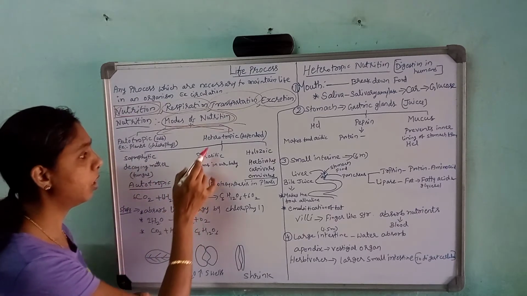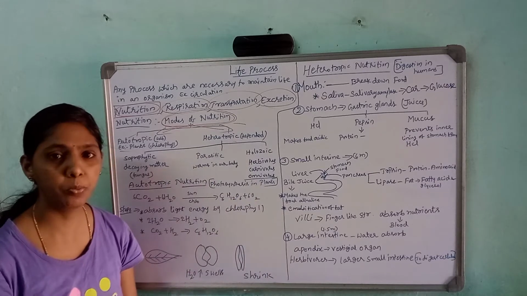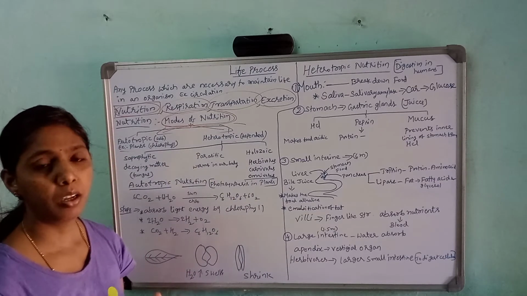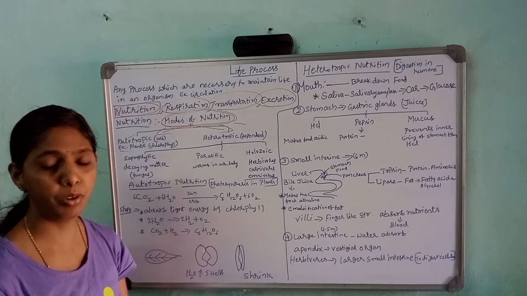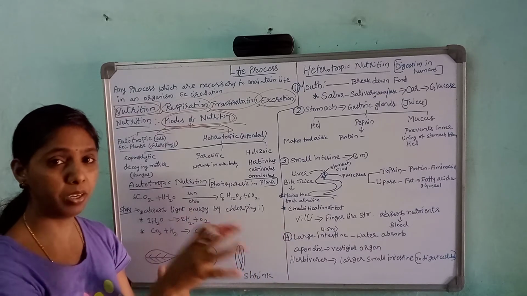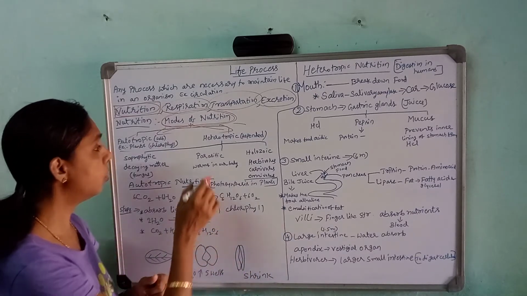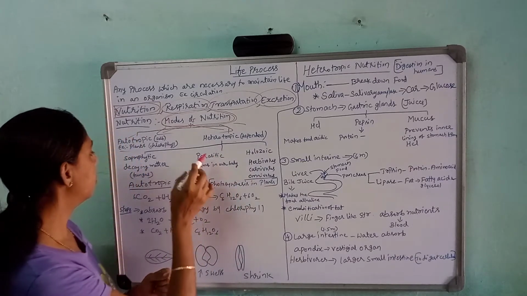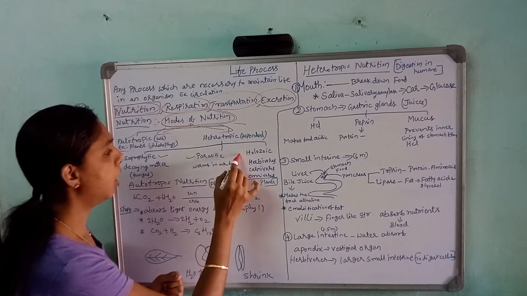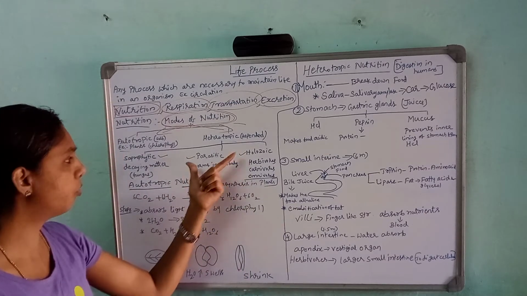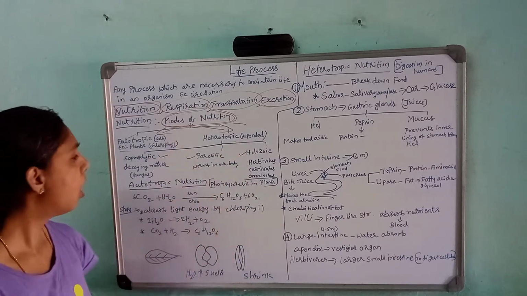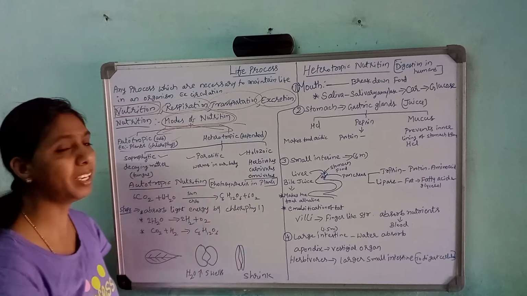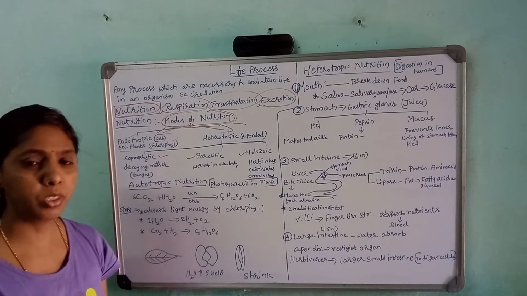Now come to the heterotrophs. Heterotrophs depend on other organisms for food. In heterotrophs there are different types: saprophytic, parasitic and holozoic. I will talk first about the heterotrophs and then go to the autotrophs, because the autotrophs are a little bit lengthy. Once again I will explain.